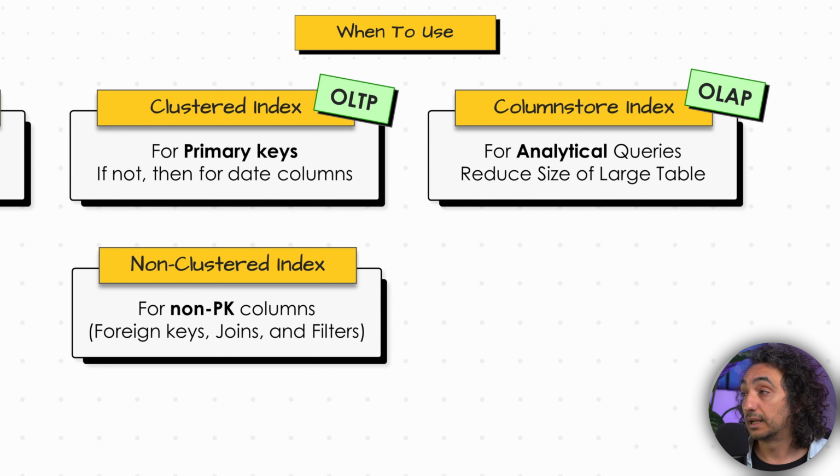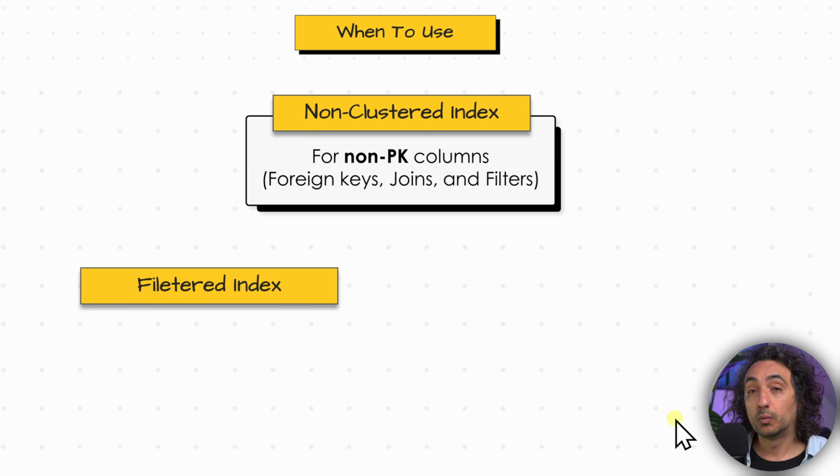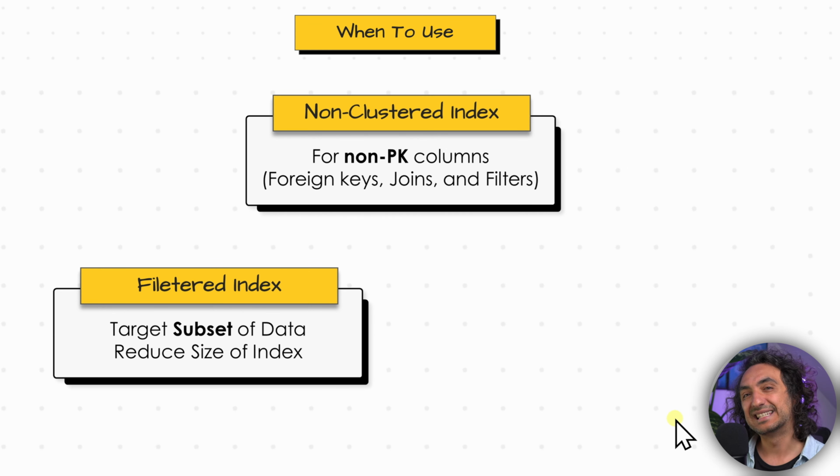Now moving on to another type, we have the filtered index. We use it in order to target a subset of data. So if in our queries and analysis we are only focusing on a subset of data all the time, it makes no sense to have one big index for all data. We can use the filtered index to have a focused index. And of course, if the size of the index is a problem, then you can use a filtered index in order to reduce the overall storage size of the index.